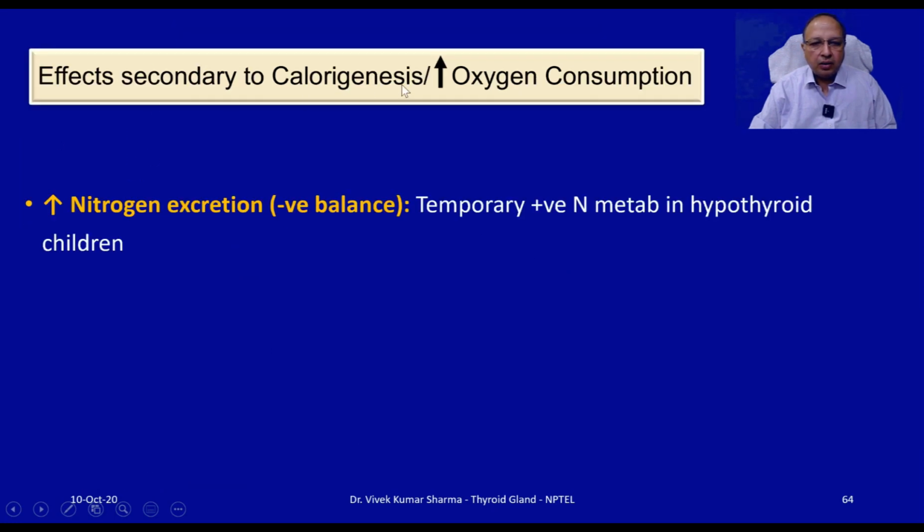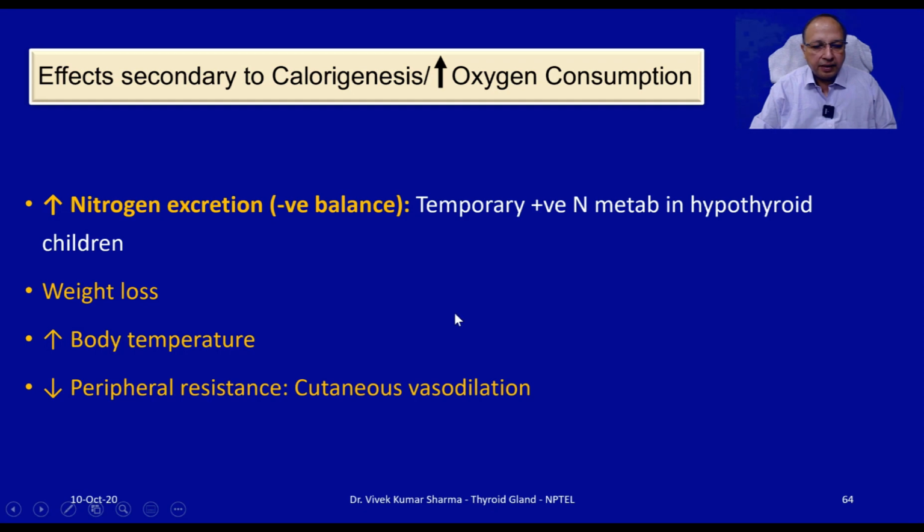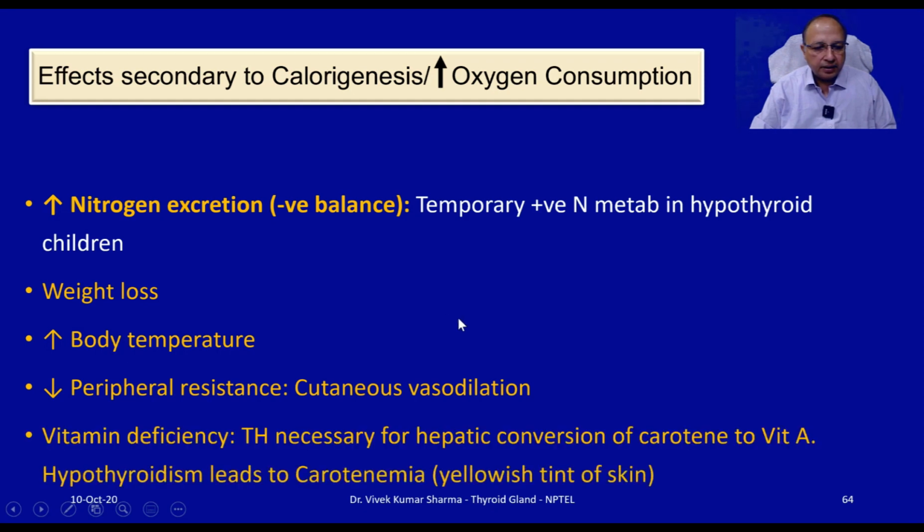So effects secondary to calorigenesis or increased oxygen consumption are: it enhances the nitrogen excretion, that is, it causes negative nitrogen balance. However, temporarily, it causes a positive effect on the nitrogen balance in hypothyroid children. When we give thyroid hormones, it causes an increase in the growth, but overall it causes nitrogen excretion in the long run. So it will promote weight loss due to increased metabolism, increased resting body temperature, decreased peripheral resistance because there will be cutaneous vasodilatation, and it also causes vitamin deficiency.